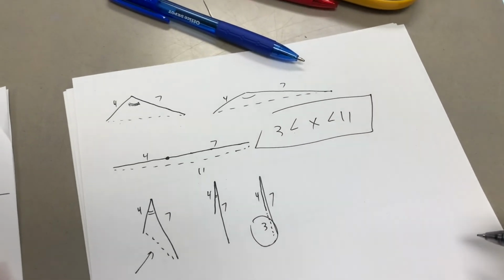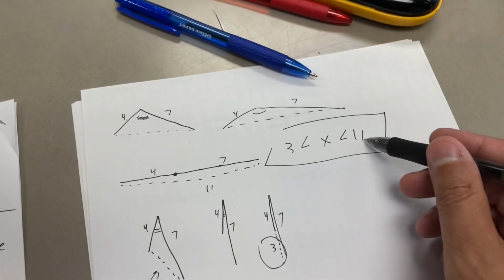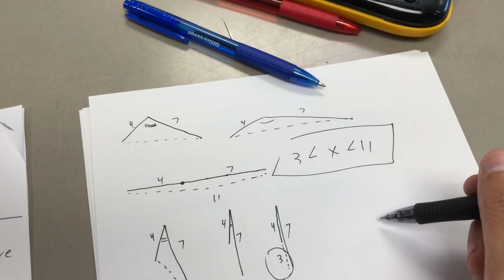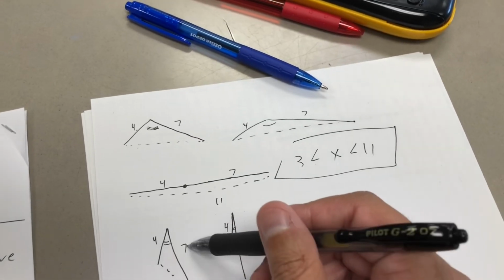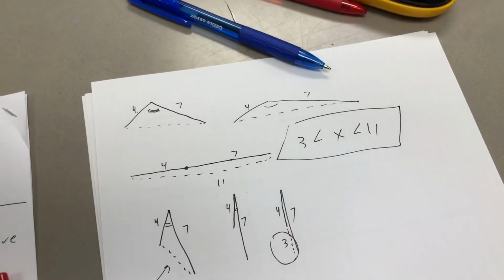And again, the pattern is very simple. Your high-end cutoff is going to be the sum of the two numbers. 4 plus 7 is 11. The low-end cutoff is going to be the difference between the two numbers. 7 minus 4 is equal to 3. So hopefully you can now visualize that as well.